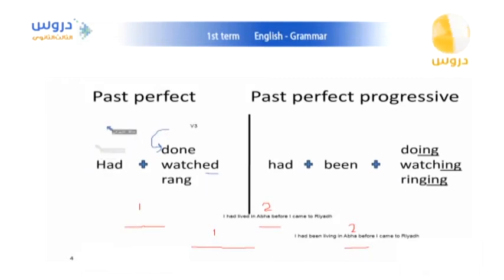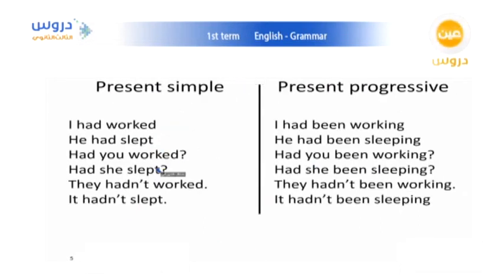So let me restart again. The past perfect is one event happens before another event in the past. So two actions in the past, but the past perfect happens first. The past perfect progressive, which is almost the same idea, but it shows that the first event continues or lasts or goes on for a while. So I had been living in Abha before I came to Riyadh. This is past perfect progressive, and this is I had lived in Abha before I came to Riyadh. It's a past perfect.